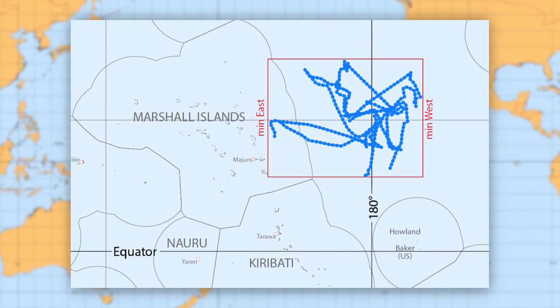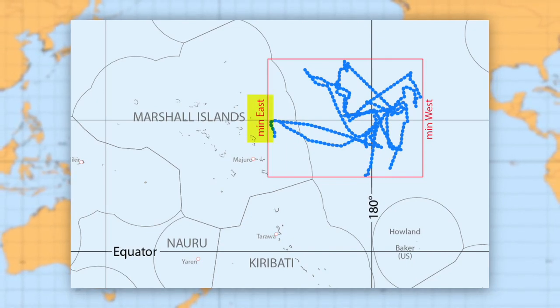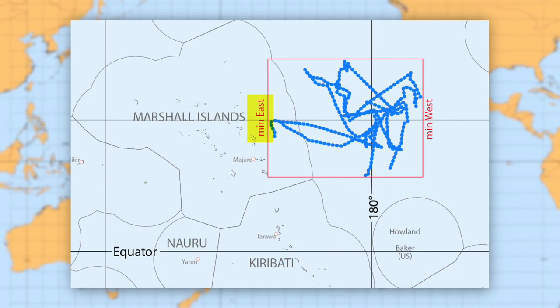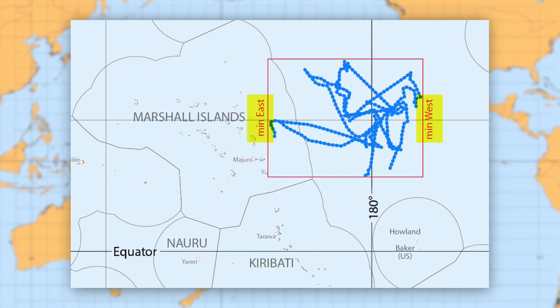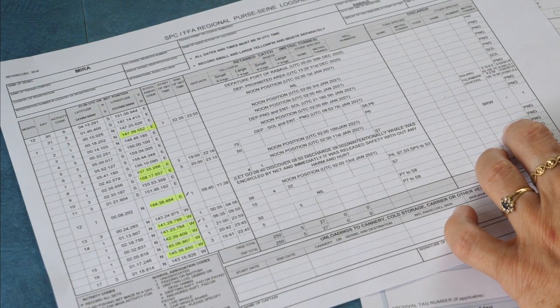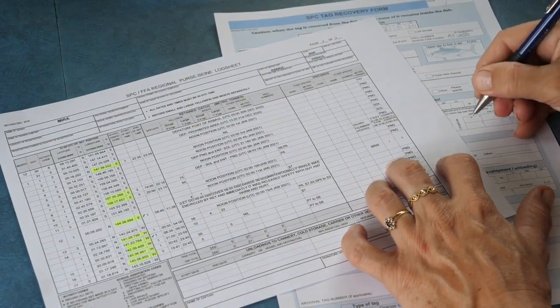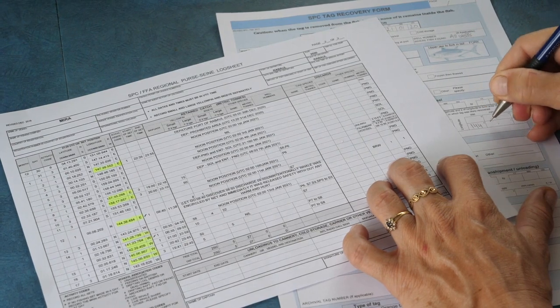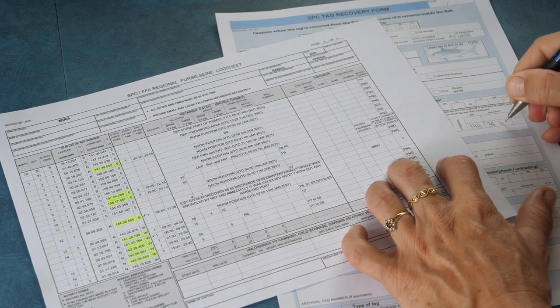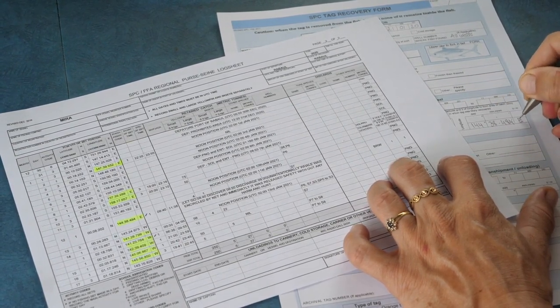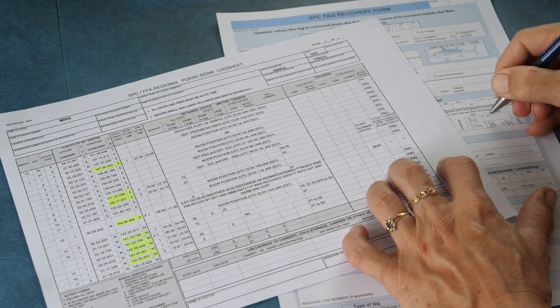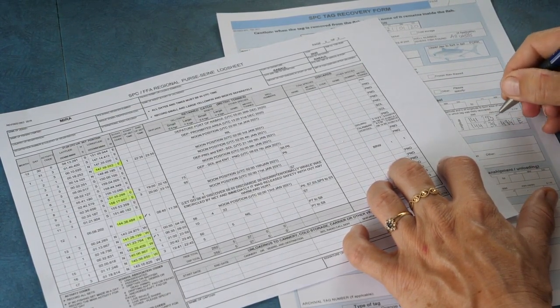If all the sets were deployed on both sides of the 180 degree longitude, the minimum longitude is equal to the lowest number in east degree value, and the maximum longitude is equal to the lowest number in west degree value. In this example, the sets were deployed in the eastern and western longitudes. You're not in the field of the minimum longitude, the lowest number in east degree value, and you're not in the field of the maximum longitude, the lowest number in west degree value.